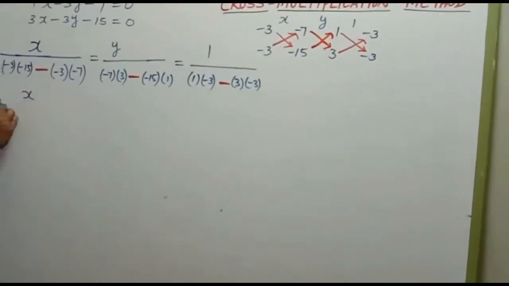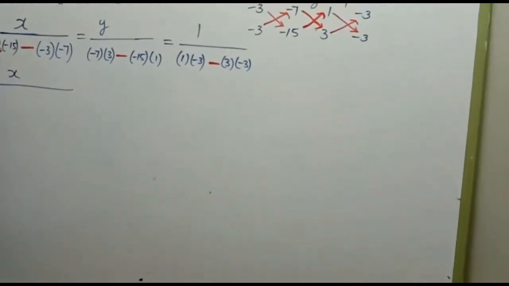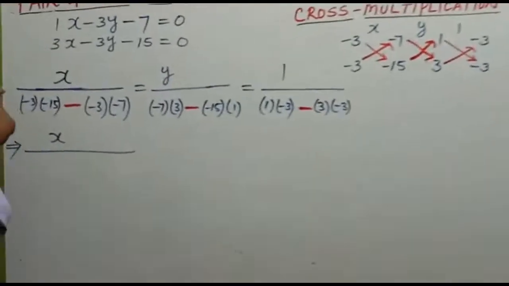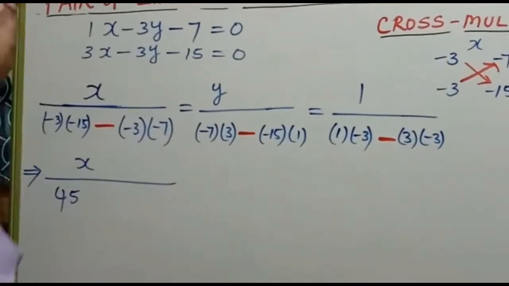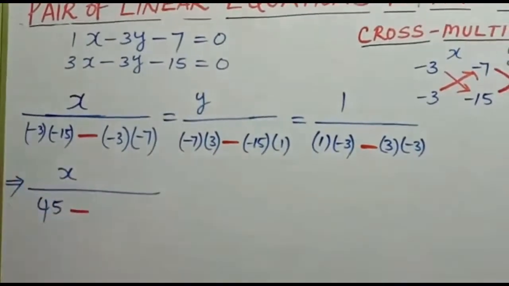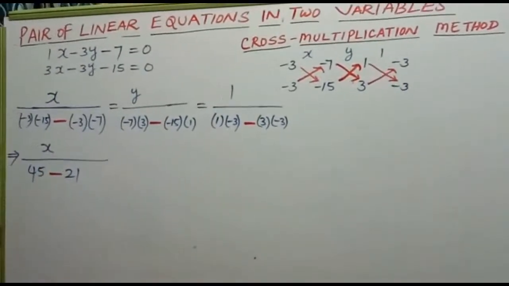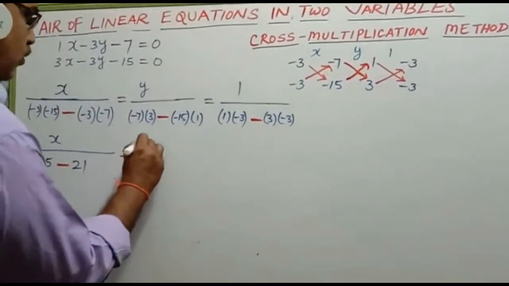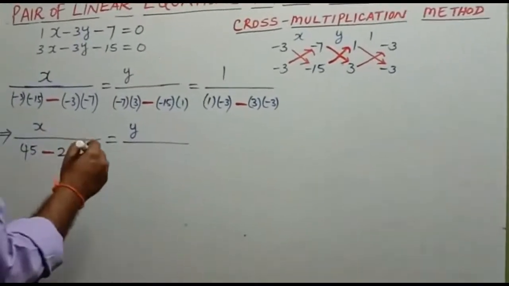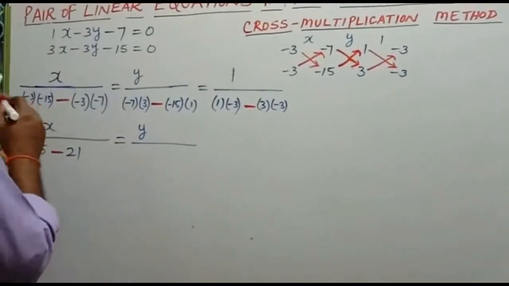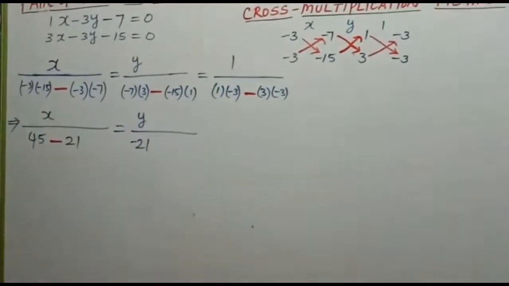x by minus into minus plus, 3 15s are 45. Formula minus, minus into minus plus, 3 7s are 21 is equal to y by 7 3s are 21, minus 7, no, that's why minus 21.